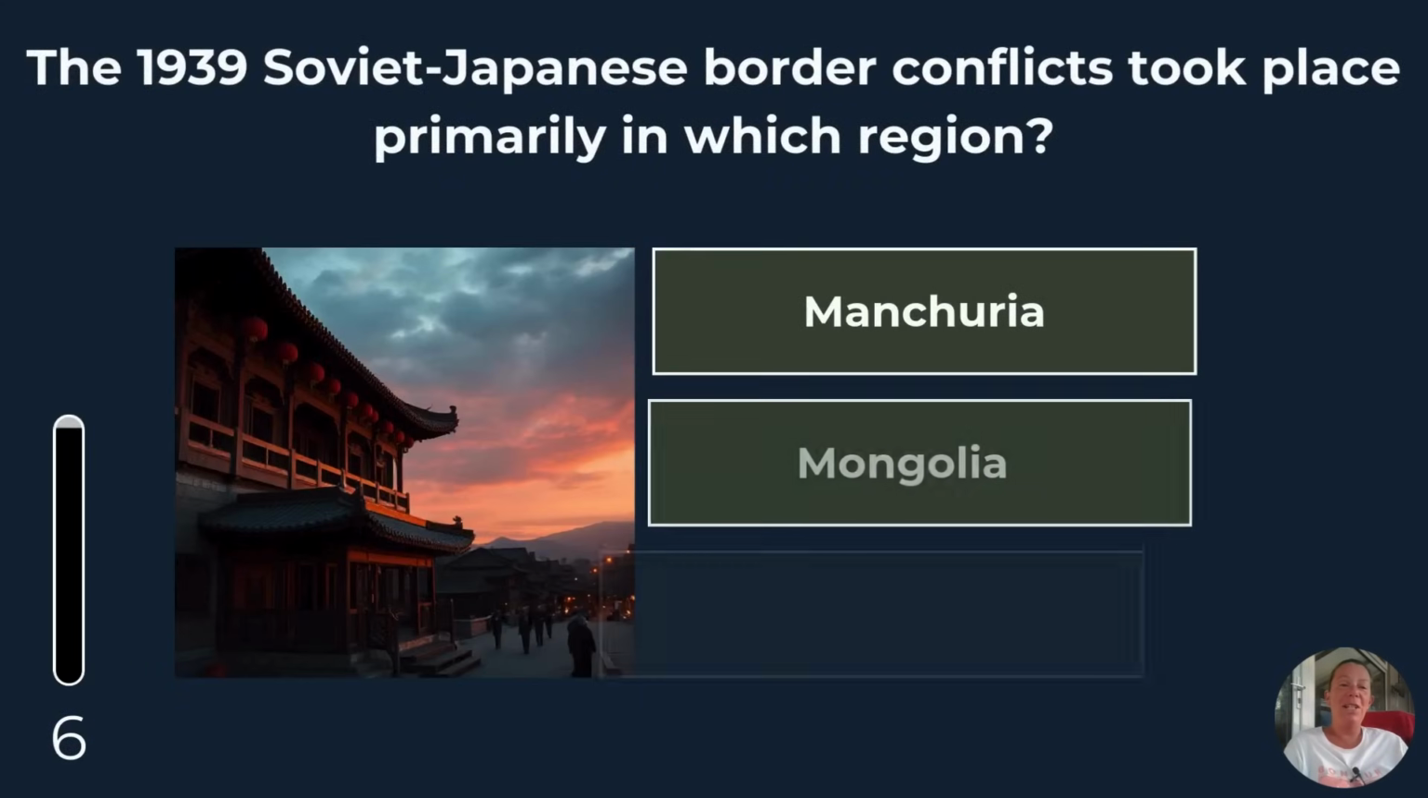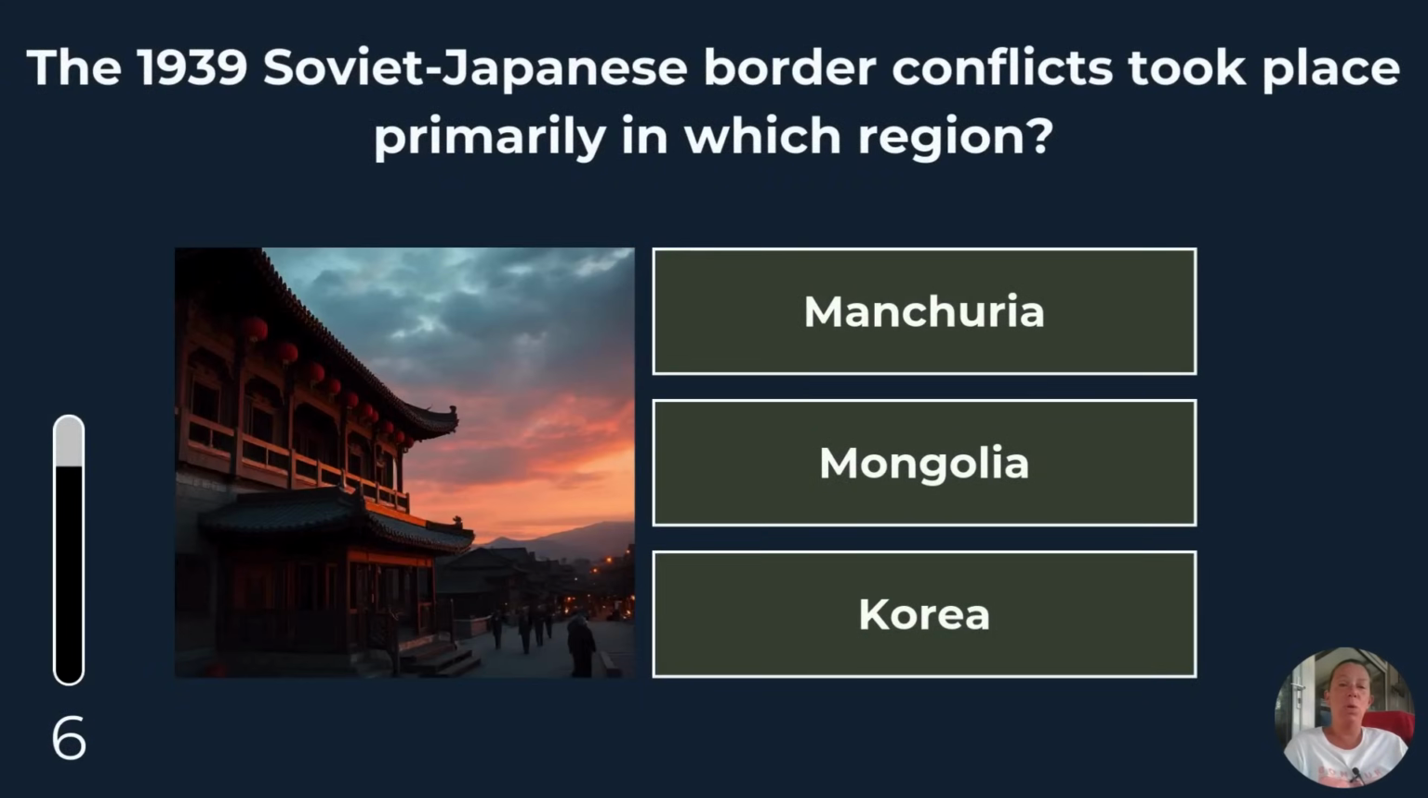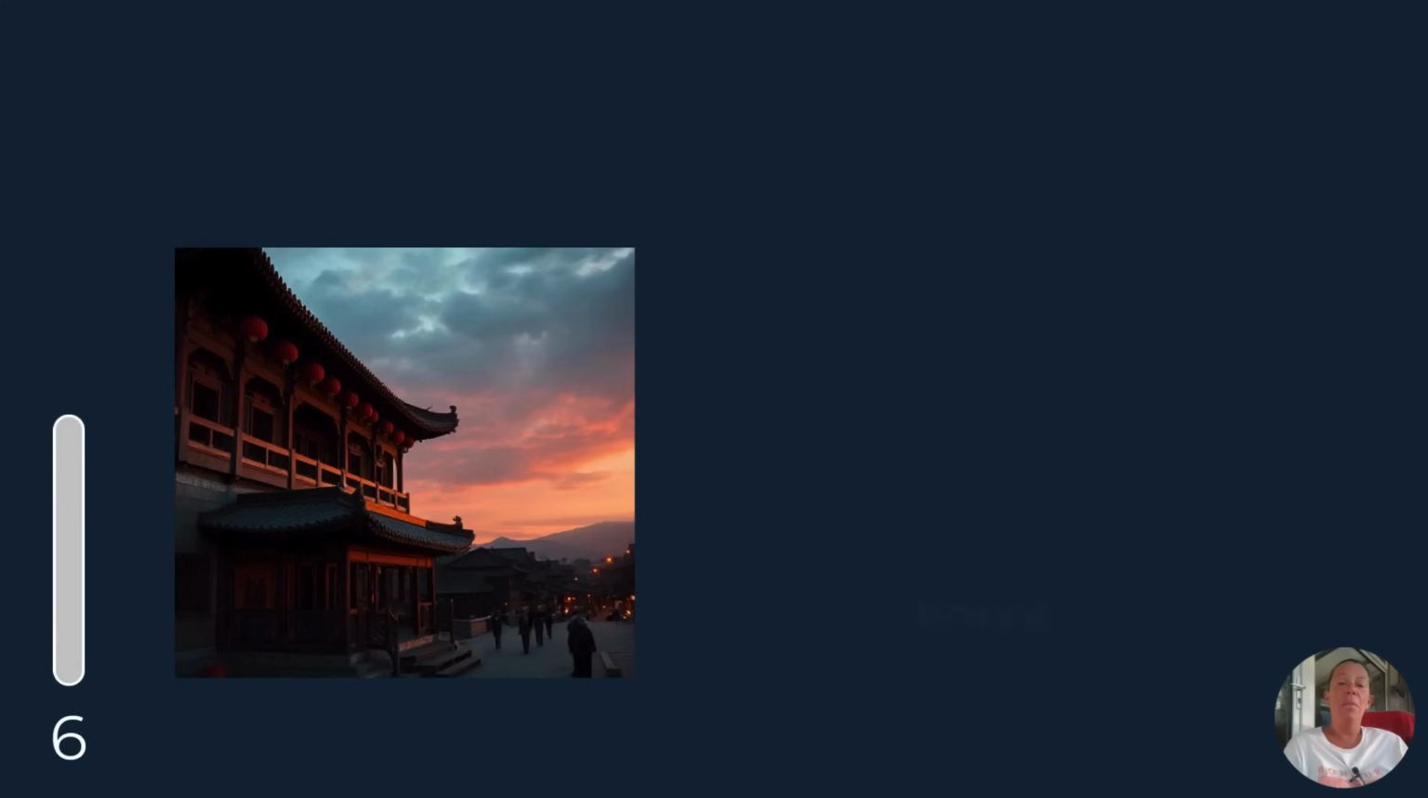The 1939 Soviet-Japanese border conflicts took place primarily in which region? Manchuria, Mongolia, or Korea? Manchuria.